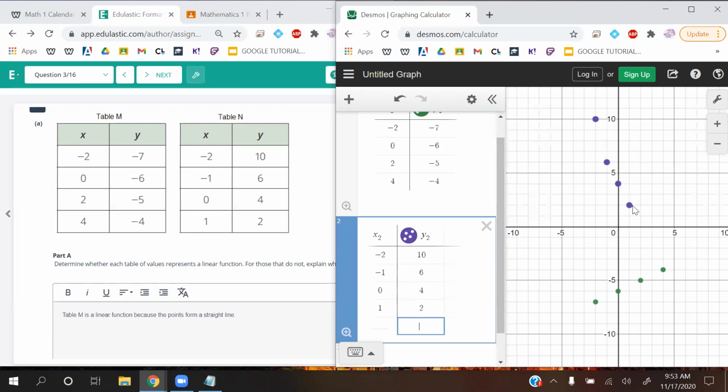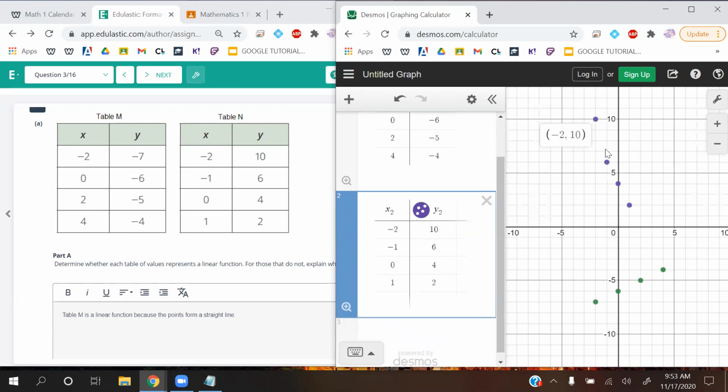Okay, are these in a straight line? No, look at that one. Look at this point all the way up here. This one kind of bends upwards more. It's not a straight line anymore. So then table N, these purple dots, table N is not a linear function because the points do not form a straight line.